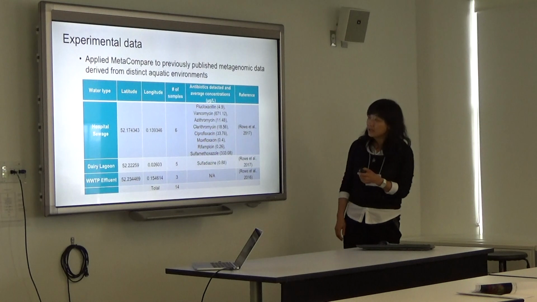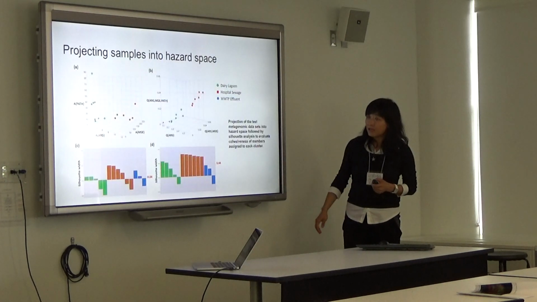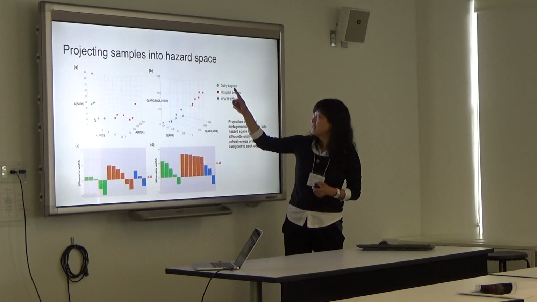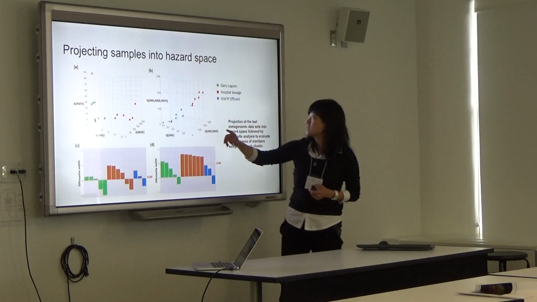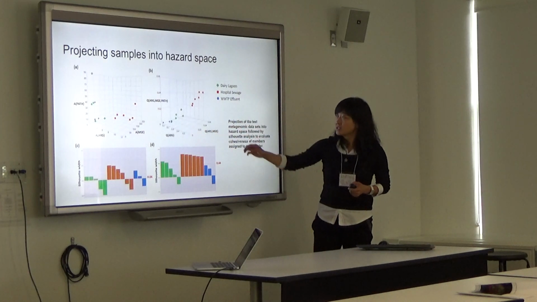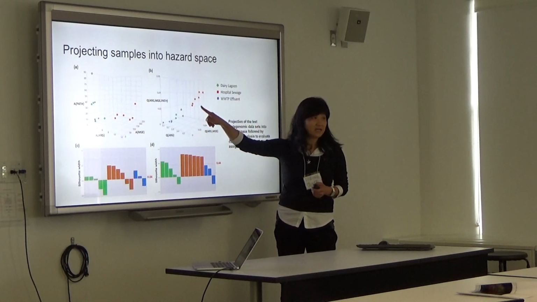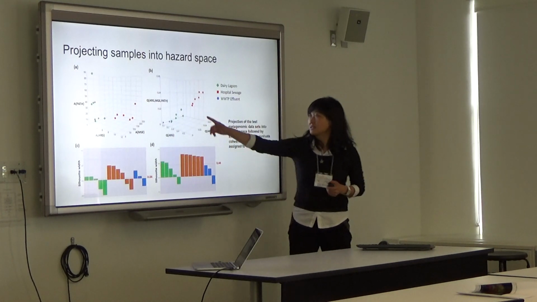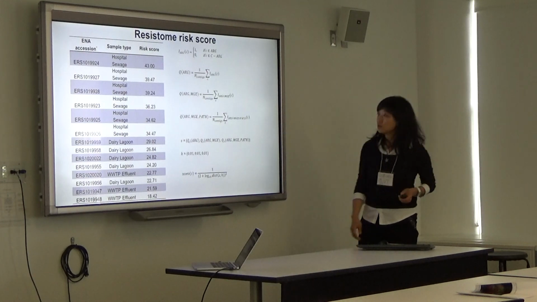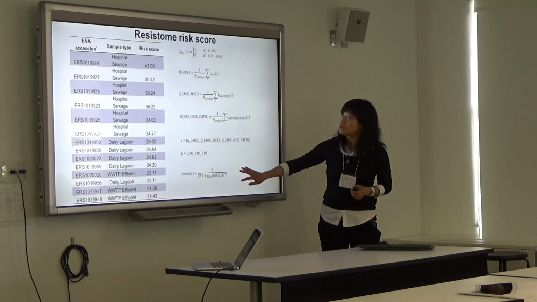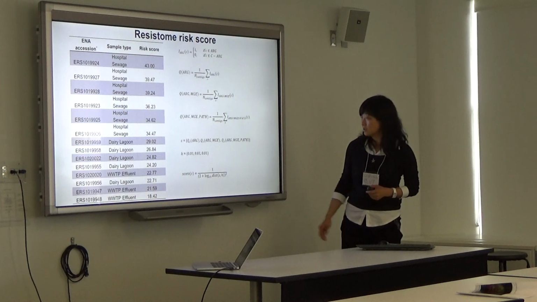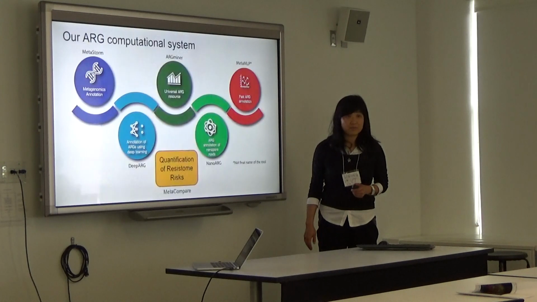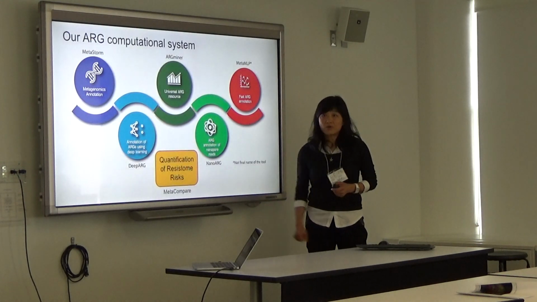So these are the things that we did the test on. You can see the hospital sewage, and then the dairy lagoon, and then the wastewater treatment plant effluent. In terms of resistance risk, the highest one is indeed from hospital sewage. Second is the dairy lagoon. So these are the metrics we introduced. I will not talk about them really. So we have a resistance risk score to evaluate your samples. Okay, so to summarize, these are the things.